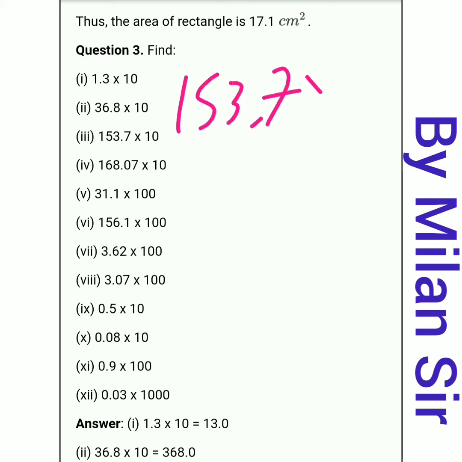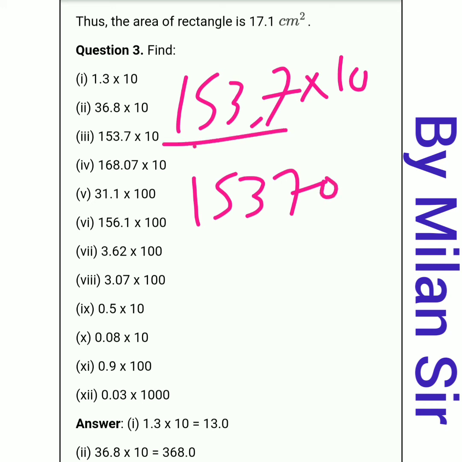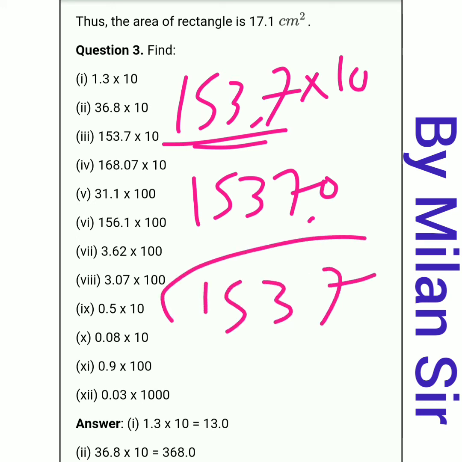Otherwise, directly even we can find the answer, right? 153.7 multiply 10, ignore the decimal point and do the multiplication, so 1537. Now here 0, before one digit we have the decimal point, so here before one digit we need to put the decimal point, so 1537.0, it means that 1537 only. Okay, this is our answer.